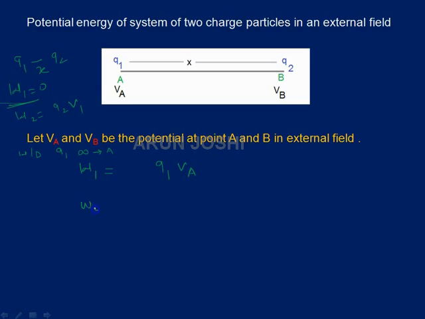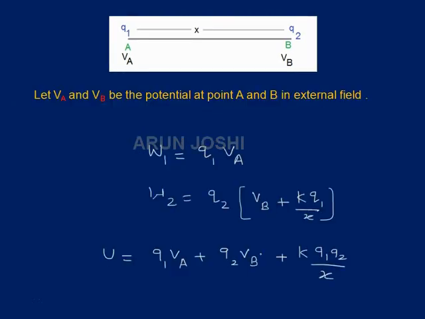Similarly, you calculate the work done in bringing Q2 from infinity to its respective location. If Q1 was not present, it would be Q2 into VB. But Q1 is also present, so you add the potential due to Q1, that is K Q1 by X, into Q2. Now you can sum up these equations and you get the final result, like in the Excel.